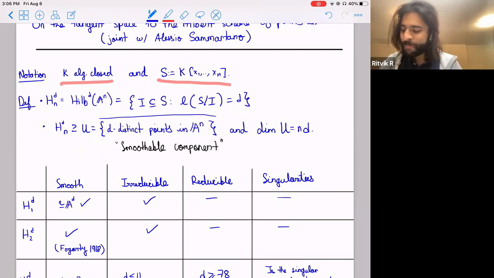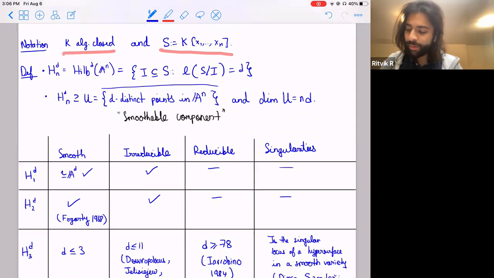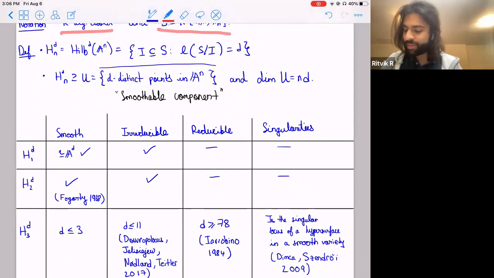I'm thinking the closure. So H1D is just D points in A1. Those are the divisors, so this is divisors of degree D. This Hilbert scheme is isomorphic to A to the D. It's smooth and irreducible. Nothing much to say there. H2D is much more interesting. It's very well studied, but from the perspective of irreducibility and smoothness, this was shown by Fogarty.